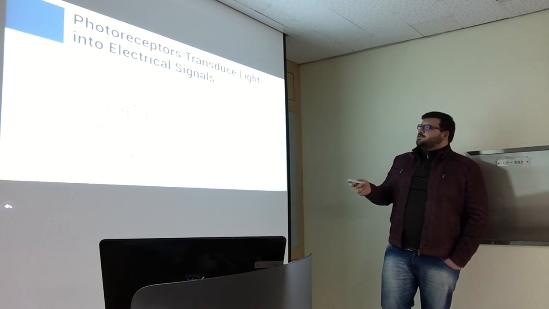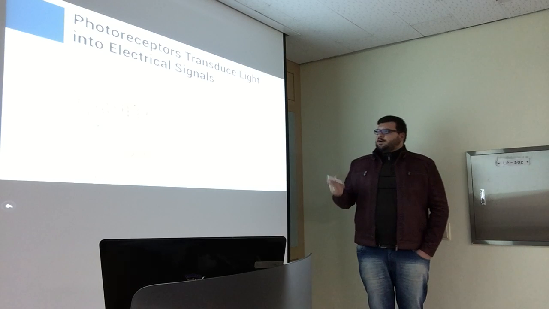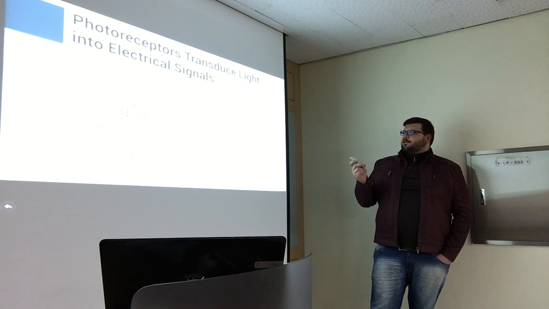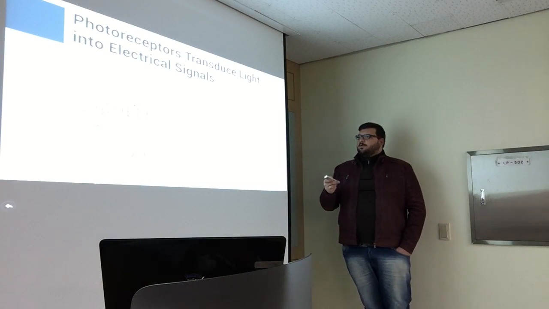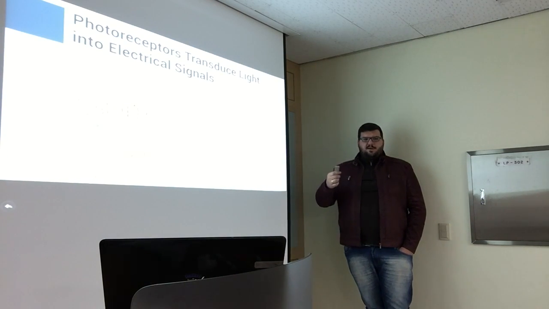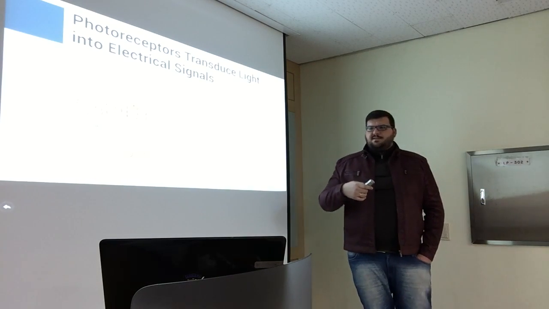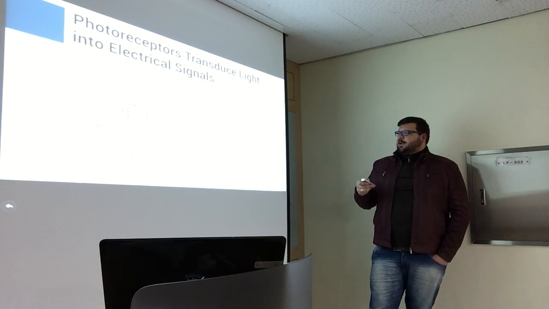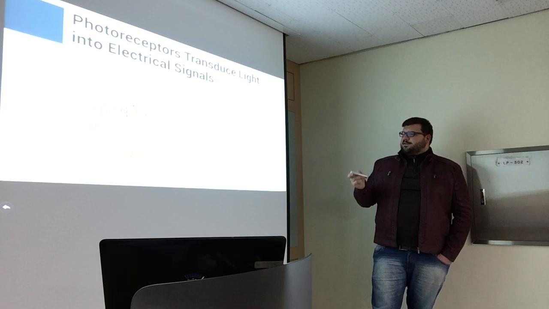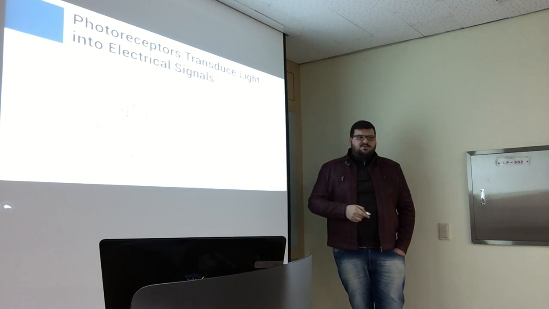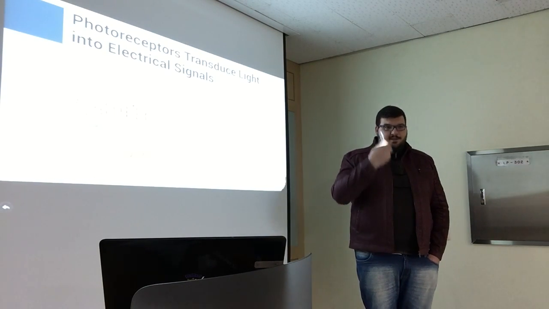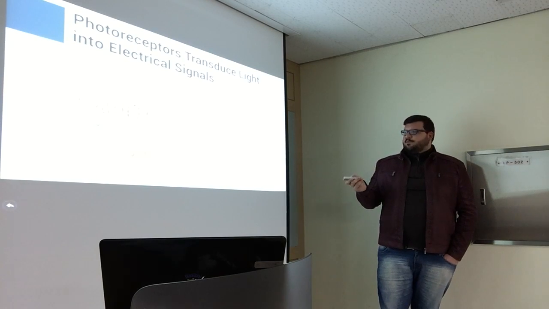Photoreceptors transduce light into electrical signals. We have in our eyes rods and cones, the photoreceptors. The rods are used for low light and night vision, when you have low-quality light or no light, and they are specific for this situation. Cones provide high-acuity vision and color vision during the daytime, when you have a good quality of light.